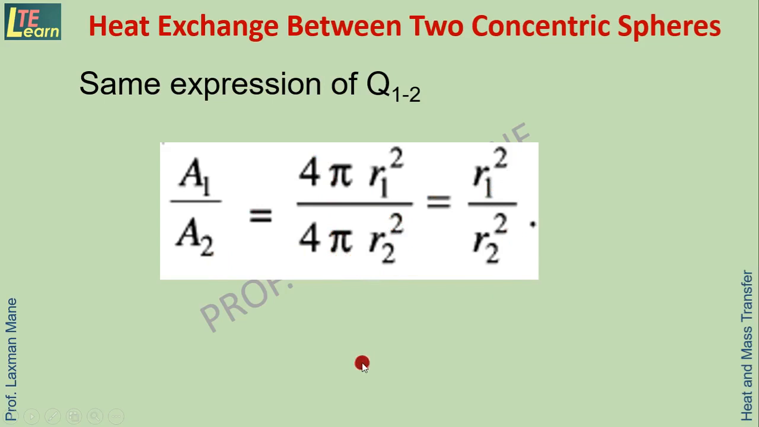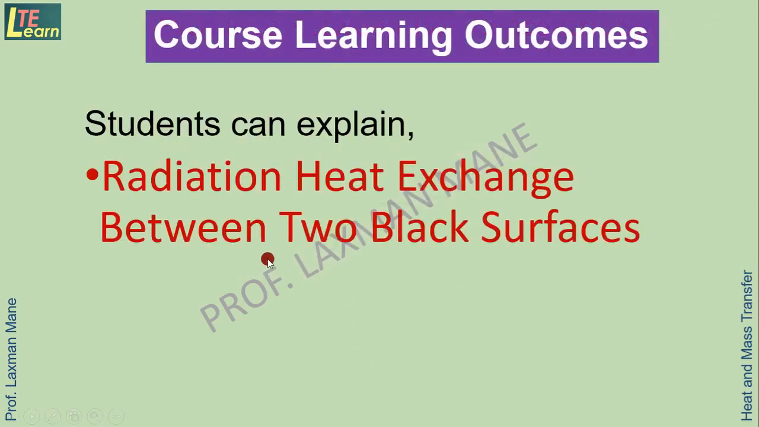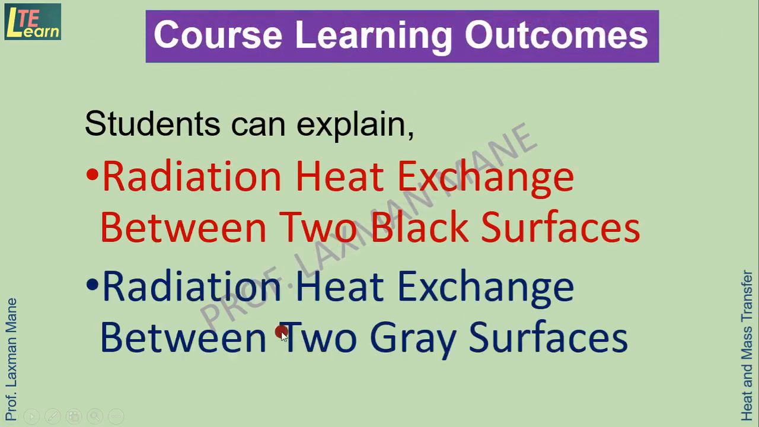So at the end of this session, you can explain radiation heat exchange between two black surfaces and radiation heat exchange between two gray surfaces.